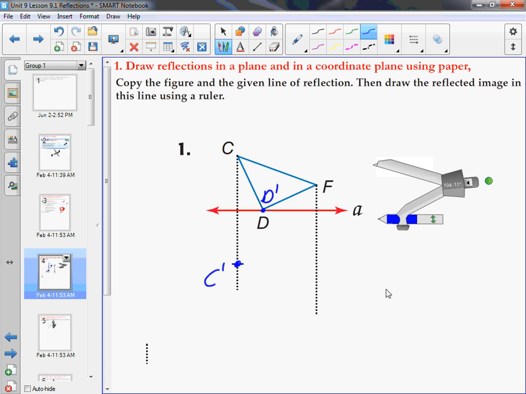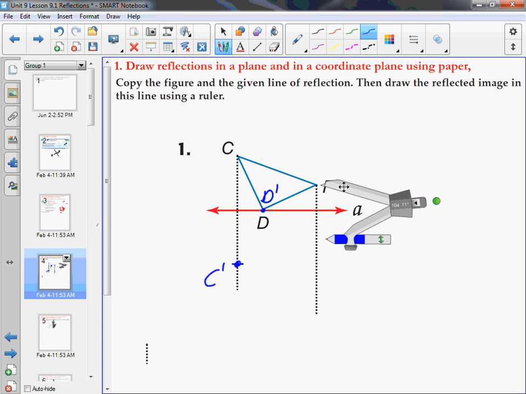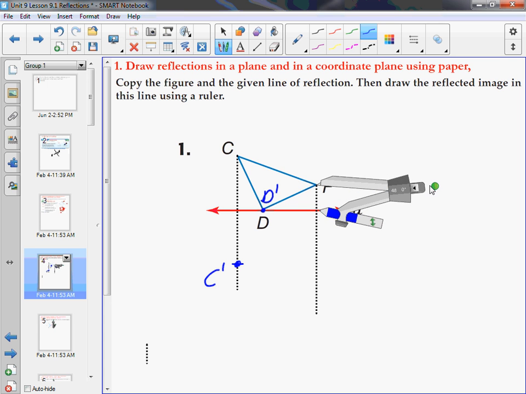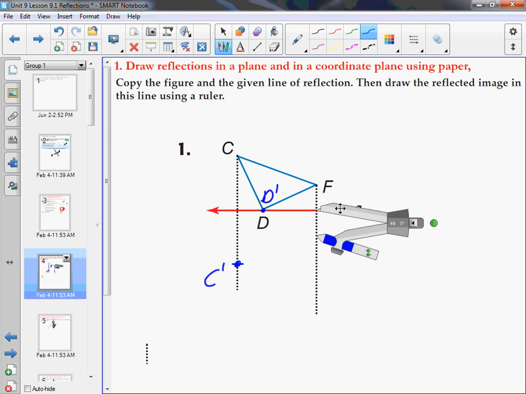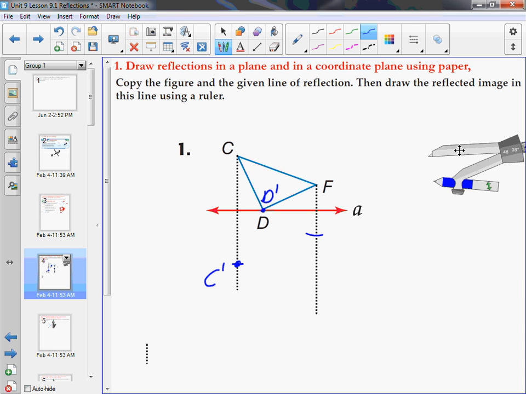And so now we need to reflect point F. So do the same process. Put the compass point right on point F. Work with your compass until you have the pencil right on the line of reflection. So I've got the compass point on point F. I've got the pencil on the line of reflection where my dotted segment crosses it. Then I move the compass point to where my dotted segment crosses the line of reflection. Make a little arc. And that's where F prime goes. So we now have C prime, D prime, and F prime.